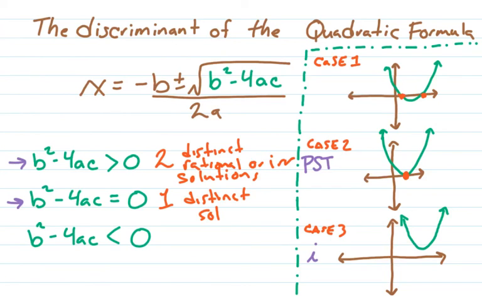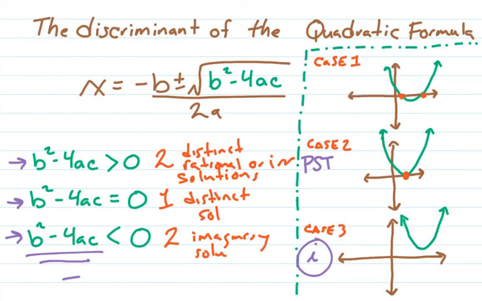Okay. Final example. If this discriminant here is a negative number, that means there's a negative under the radical. Okay? So if there's a negative under the radical, what are you going to get? You're going to get i. So this is going to produce two imaginary solutions. Okay, two imaginary solutions. Something with i in it that can't be graphed, and your parabola is not going to hit the x-axis.